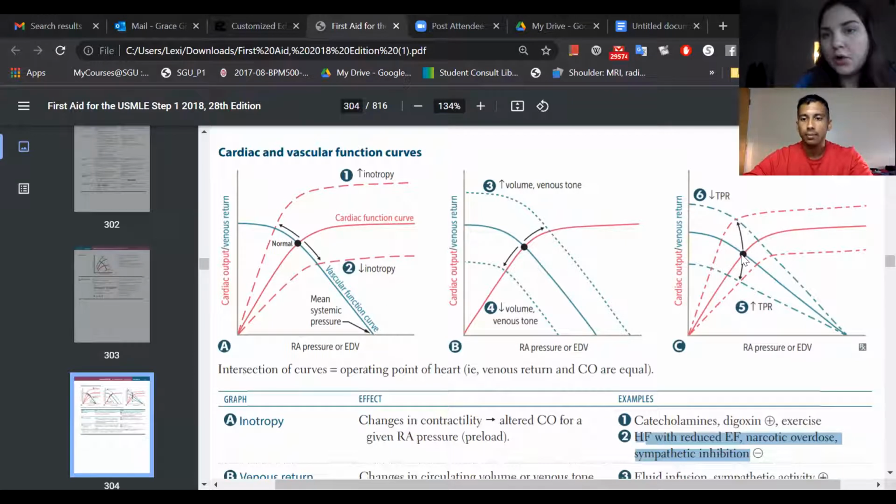So this arrow going from here to here is saying we're going to use this blue line and we're going to use this red line. So two things change with TPR. One thing changes with preload, one thing changes with inotropy. Okay, so TPR is associated with afterload, but it still shifts the preload because of the circuit.